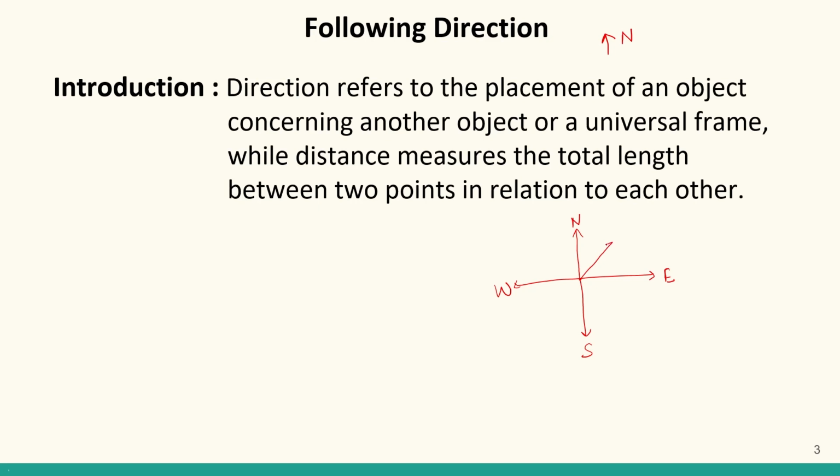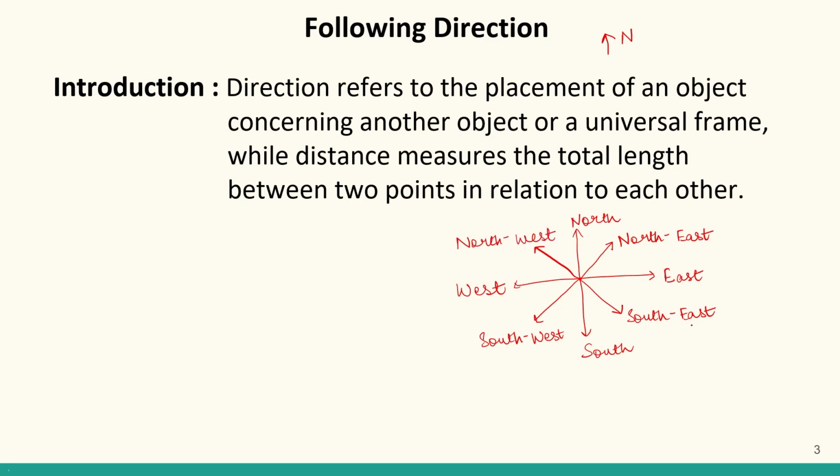Then, the direction between north and east is called northeast. Similarly, the direction between east and south is called southeast. The direction between south and west is called southwest. And the direction between north and west is called northwest. This little diagram chart will come in very handy while solving the questions for following directions.